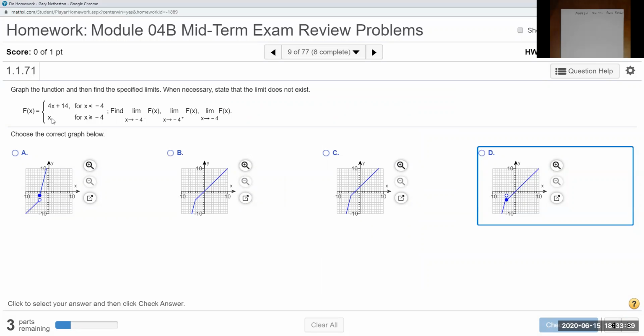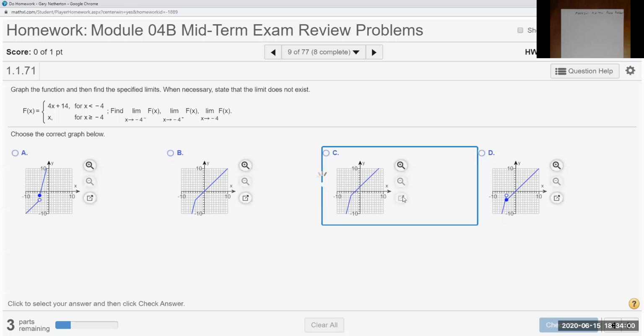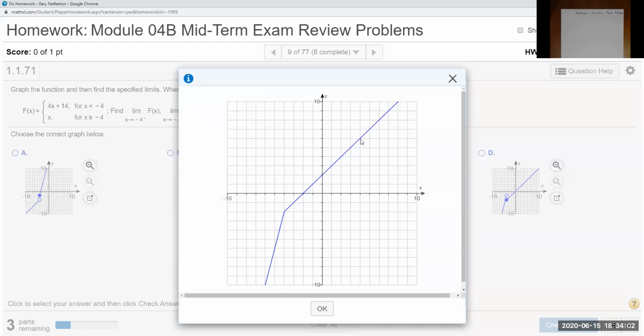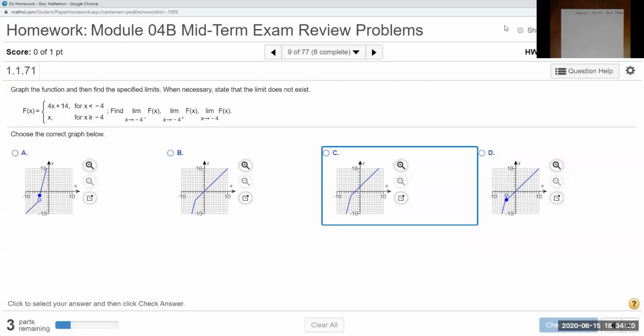Let's look at the second function, and let's look also at -4. Well, when you plug in -4 for x, it should be -4. So that means when x approaches -4 from the right, the function should be -4. So let's just look at C and D and see where it happens. So as x approaches -4 from the right, the function should be -4. But here, as I approach -4 from the right, the function's approaching -2. I don't think that's correct. Let's see if D looks correct.